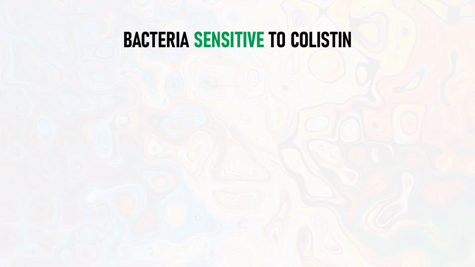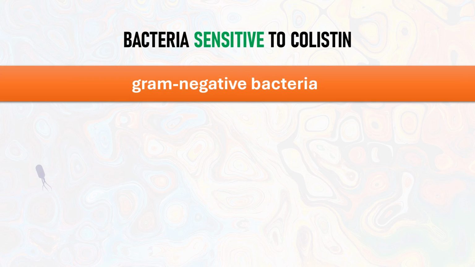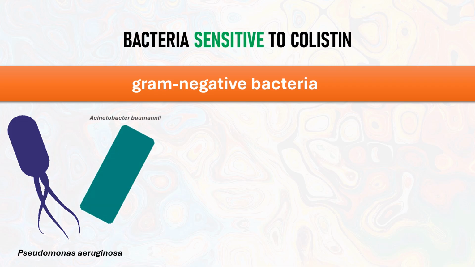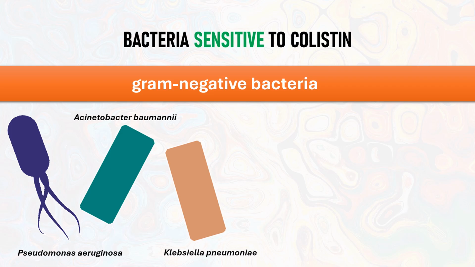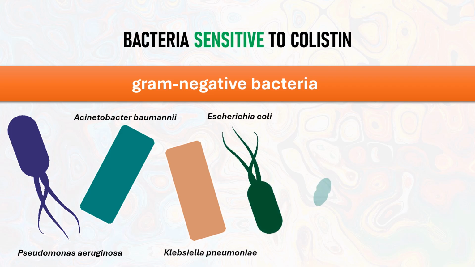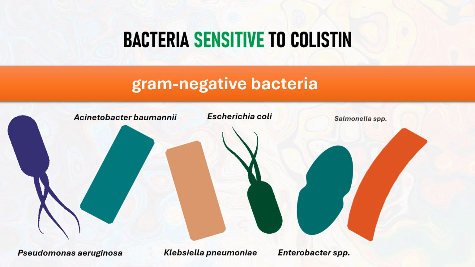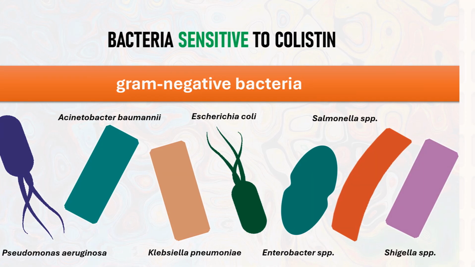Bacteria susceptible, sensitive to colistin. Colistin is active primarily against gram-negative bacteria with an outer membrane. Susceptible microorganisms include Pseudomonas aeruginosa, Acinetobacter baumannii, Klebsiella pneumoniae, Escherichia coli, Enterobacter, Salmonella, and Shigella. These bacteria often cause severe hospital-acquired infections, especially in patients in intensive care units.